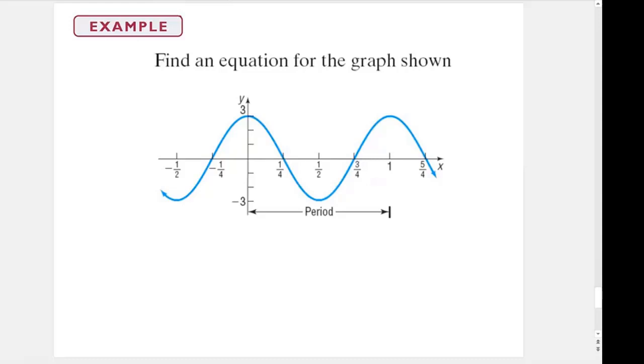Now we're going to go in the opposite direction. Now I'm given a graph and I want to find an equation for the graph. First thing I want to do is look and ask, do you think this would be a sine function or a cosine function?